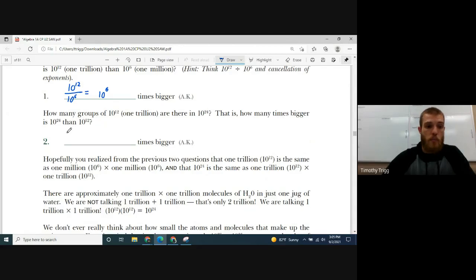So this one would be 10 to the 24 over 10 to the 12. See if you could do this one on your own. Again, subtracting the powers.